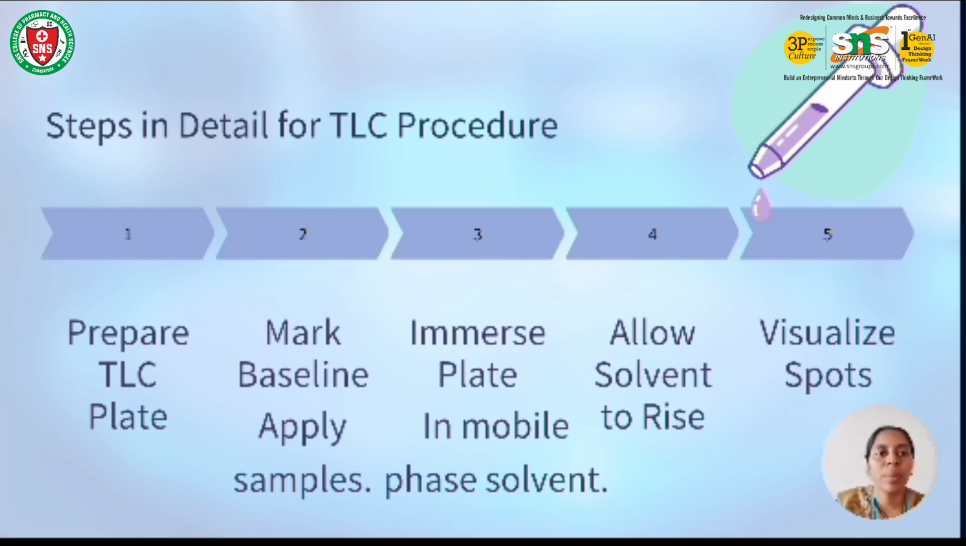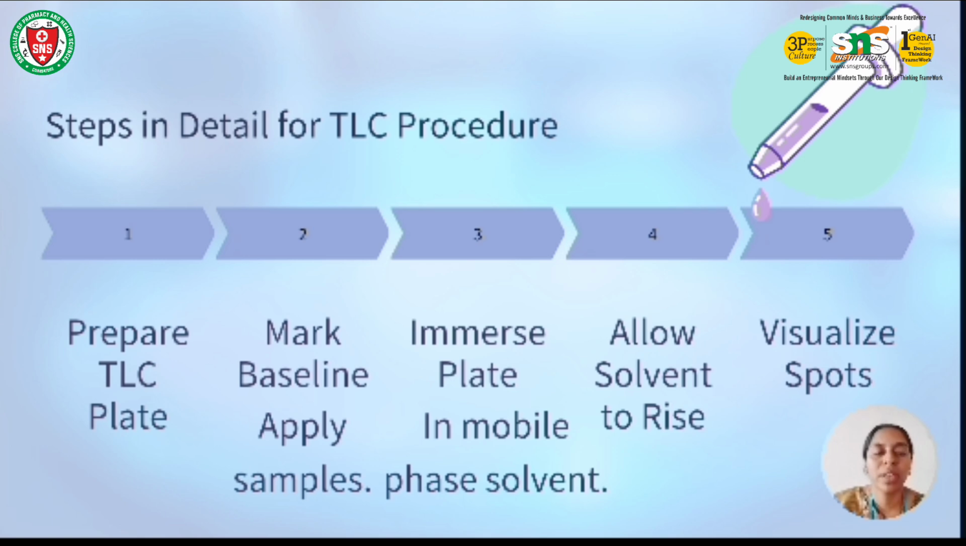Then with the help of capillary tubes we have to apply our sample spots, and finally we have to prepare a mobile phase solvent, a solvent that is suitable for separating a mixture of components. With the help of either a development chamber or a beaker we have to prepare our mobile phase solvent, and we have to allow the mobile phase solvent to stand at room temperature for some amount of time to attain saturation, and after that we have to keep our TLC plate inside that.